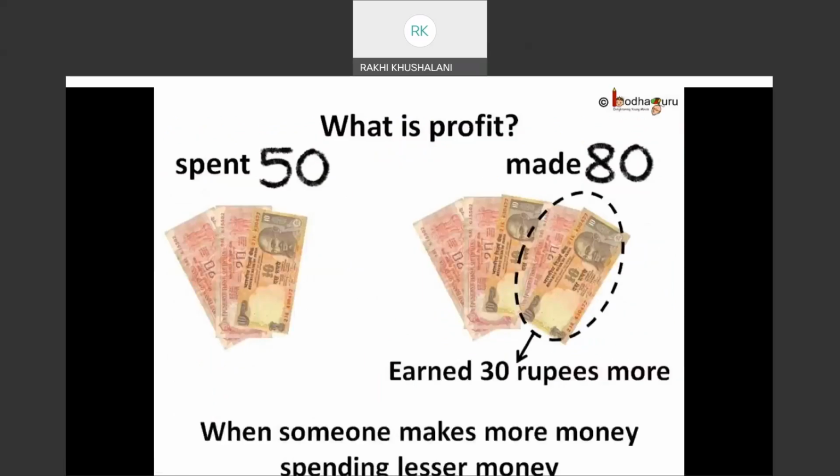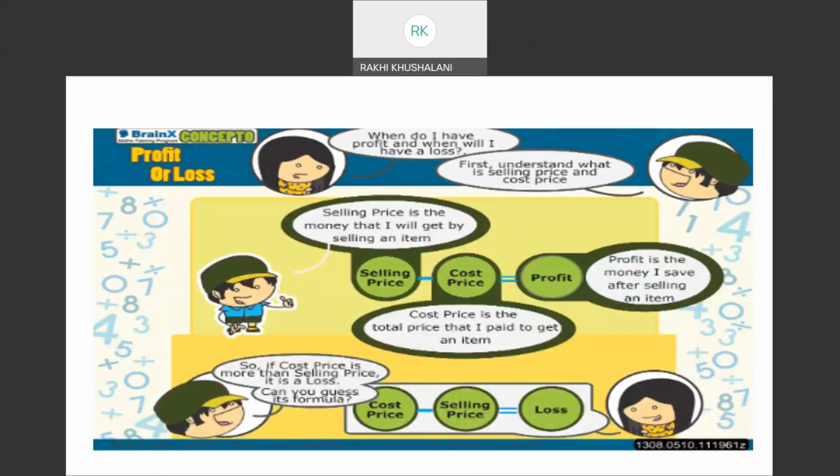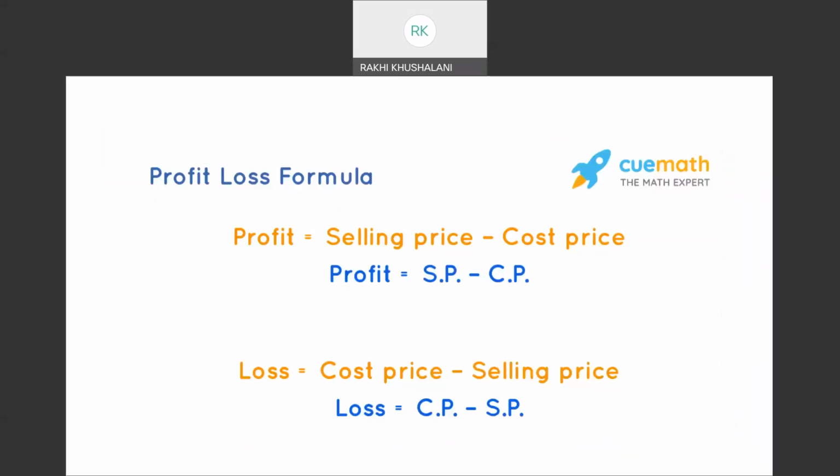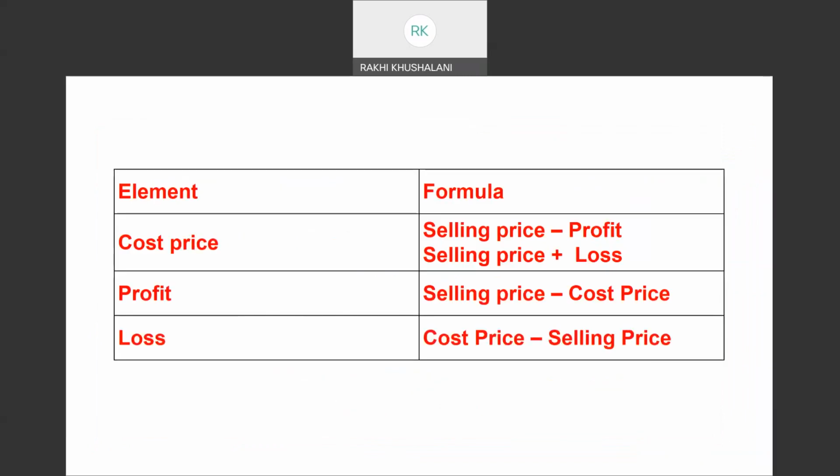What is profit? When someone makes more money spending lesser money. Profit is the money I save after selling an item, and loss is the money I lose after selling an item. Selling price minus the cost price gives me the profit. Cost price minus the selling price gives me the loss. We saw the formula of profit and loss. We saw the elements, the cost price, the profit and the loss.